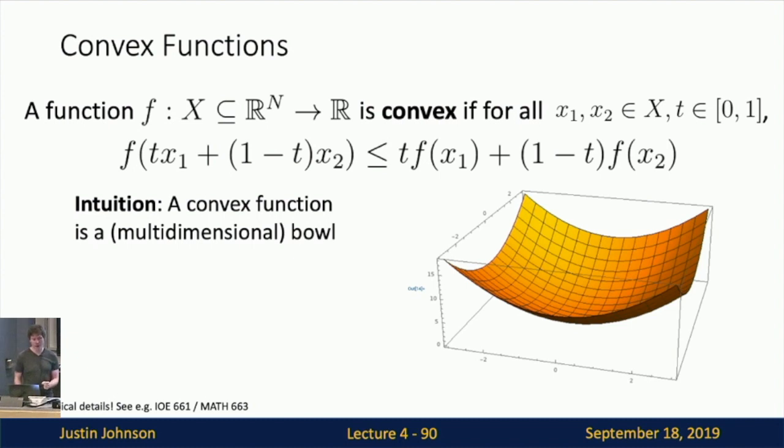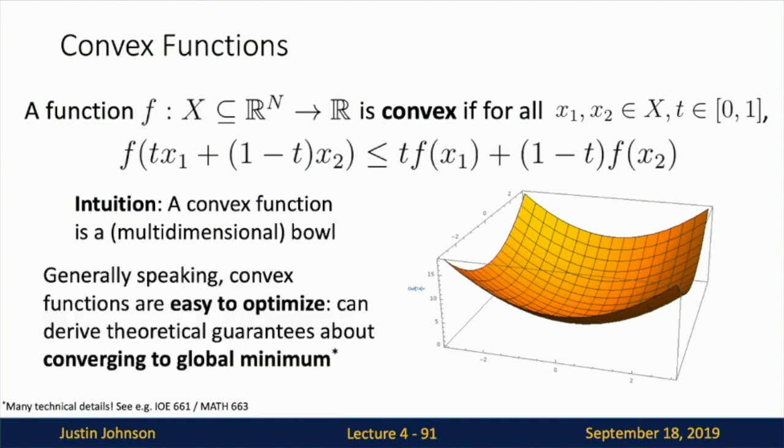And your intuition about convexity more generally for higher dimensional functions is that a convex function is somehow a high dimensional generalization of a bowl-shaped function, because if you take a secant line between any 2 points, the secant is always going to lie above the function itself. And that always gives us some kind of general bowl-shaped function. And now convex functions have a lot of beautiful and elegant and amazing mathematical properties. So if you want to know more about them, you can take an entire course about it. It's IOE 661 or Math 663.